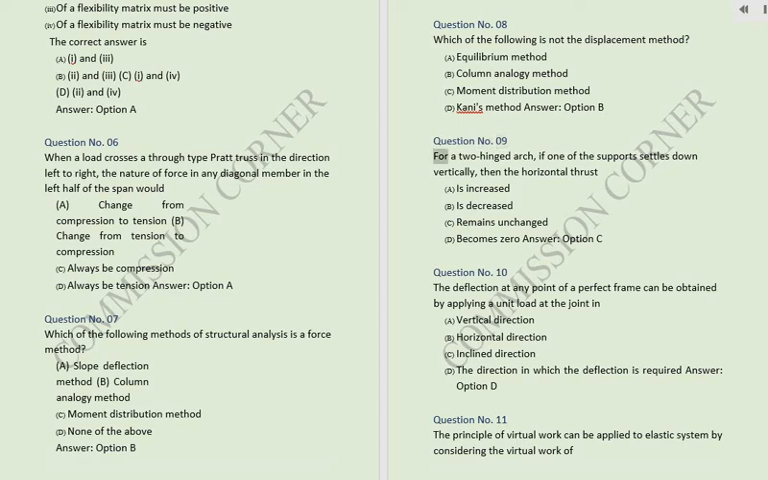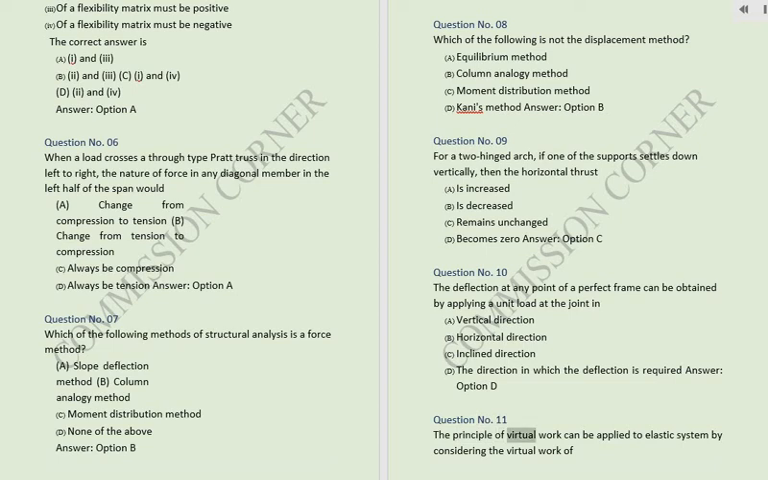Question No. 09. For a two-hinged arch, if one of the supports settles down vertically, then the horizontal thrust: A, is increased; B, is decreased; C, remains unchanged; D, becomes zero. Answer, option C. Question number 10. The deflection at any point of a perfect frame can be obtained by applying a unit load at the joint: A, in vertical direction; B, in horizontal direction; C, in inclined direction; D, in the direction in which the deflection is required. Answer, option D.